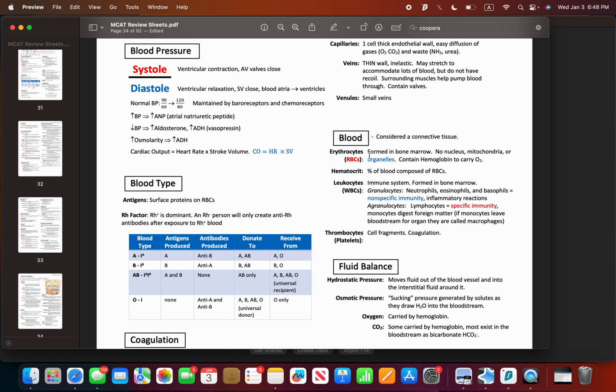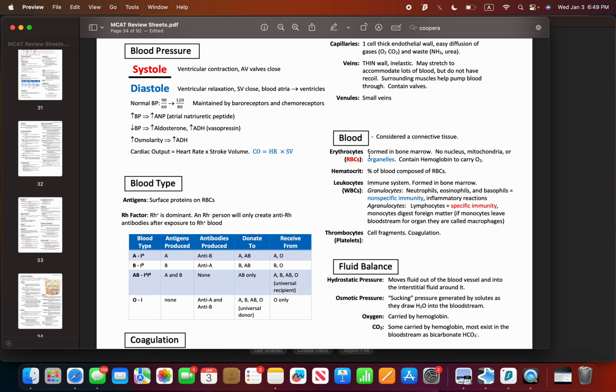And leukocytes, white blood cells, form the immune system, and they are also formed in bone marrow. There are two types of leukocytes: the granulocytes and the agranulocytes. The granulocytes are neutrophils, eosinophils, and basophils, and they are non-specific immunity. So they are involved in innate immunity, and they are usually used in inflammatory reactions.